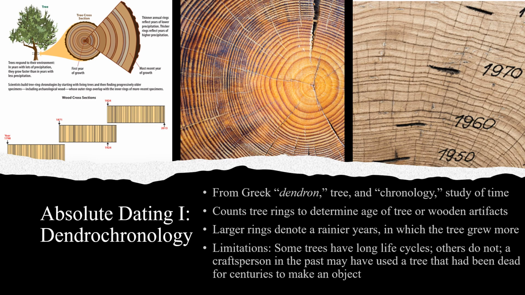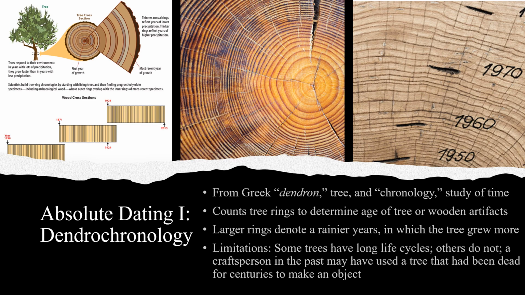Dendrochronology gets its name from the Greek word dendron, meaning tree, and chronology, meaning study of time. Dendrochronology counts tree rings to determine the age of a tree or the age of a wooden artifact where tree rings are evident. Larger rings denote rainier years, in which the trees grew more. There are, of course, some limitations with dendrochronology.